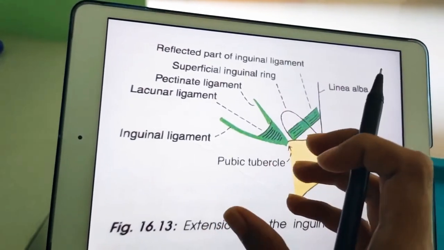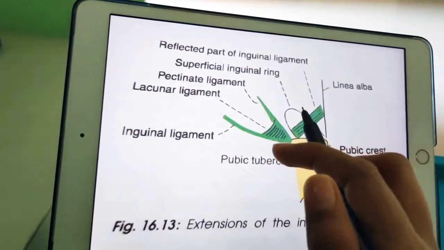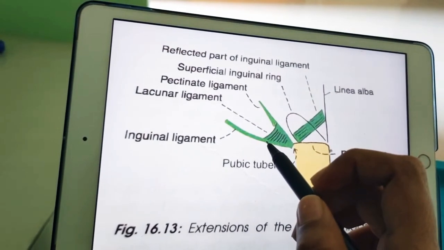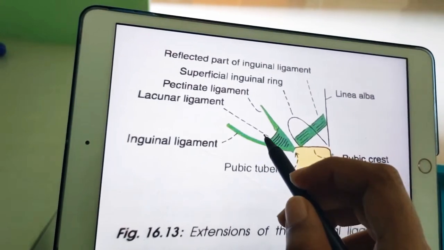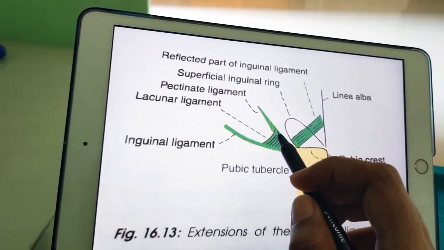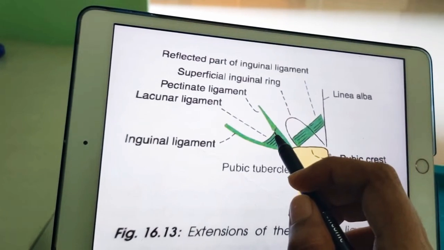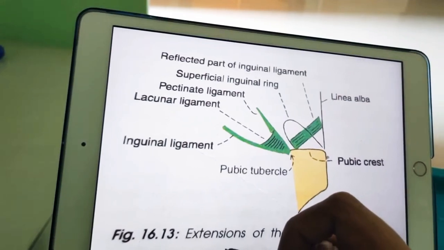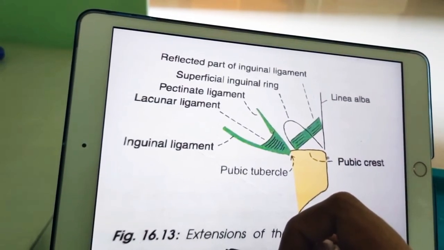So what are the different relations of inguinal ligament? The upper grooved surface of medial half of inguinal ligament forms the floor of inguinal canal. So this upper part will form the floor for the inguinal canal. Of course, we will discuss inguinal canal in the next video. And it lodges the spermatic cord or round ligament of uterus. In male, spermatic cord; in female, round ligament of uterus.